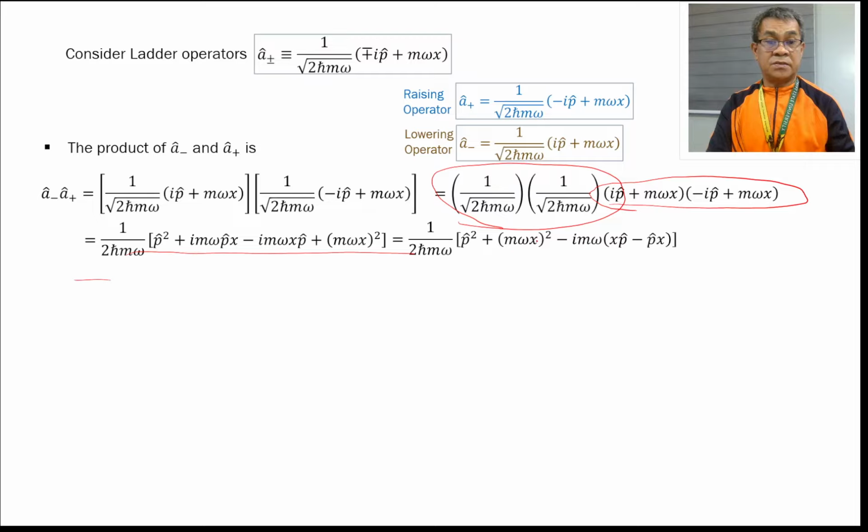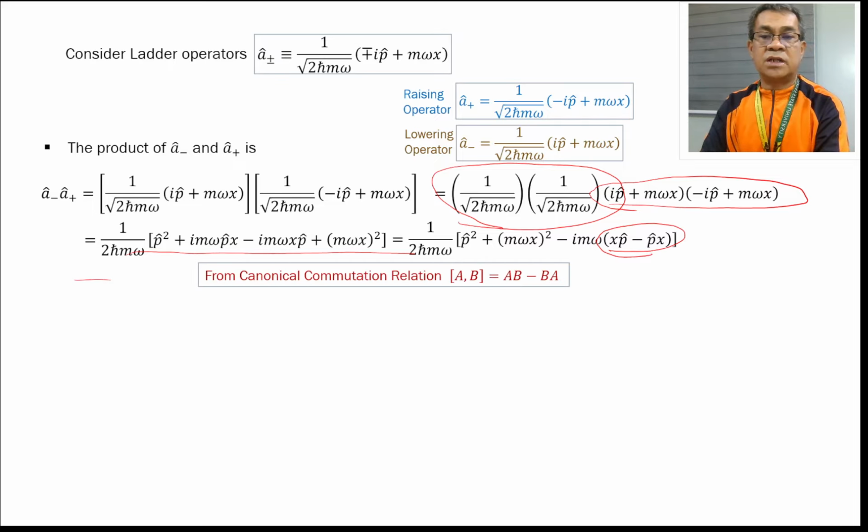Let's arrange, and we can notice that we have this term. Just rearranging this one and this, we have this. What is this? Take note that x and p are operators, so we have the so-called canonical commutation relation. Since they are operators, we need to use the canonical commutation relation: the commutator of A and B is A times B minus B times A.